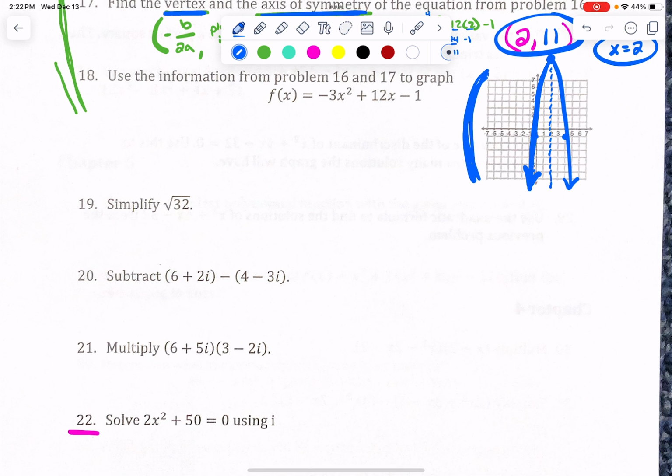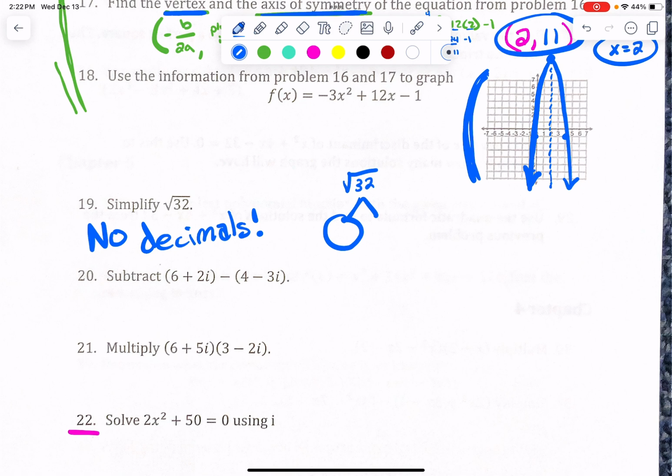19, when it says simplify, no decimals, okay? I want you to break down the square root of 32. What goes into 32 that you can take the perfect square root of? I'm thinking like 4 and 8, but you can do bigger than 4 and 8. What's bigger than 4 that goes into 32? 16. I can do 16 and 2. If I take the square root of 16, the square root of 16 is 4. And if I take the square root of 2, that stays the square root of 2. So that's what I want for the square root of 32. 4 square roots of 2. Good. Done. Okay.